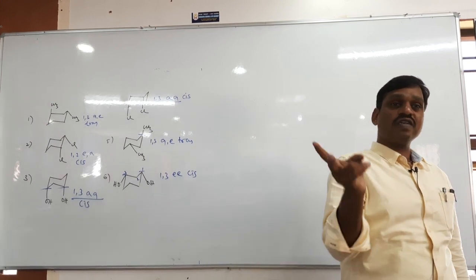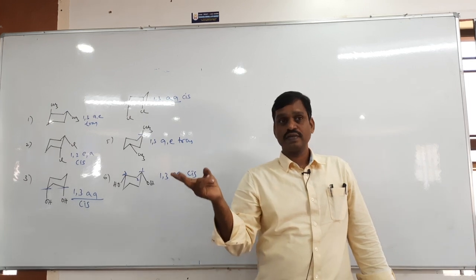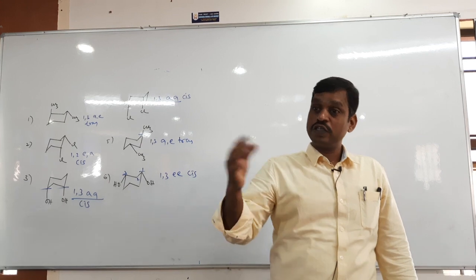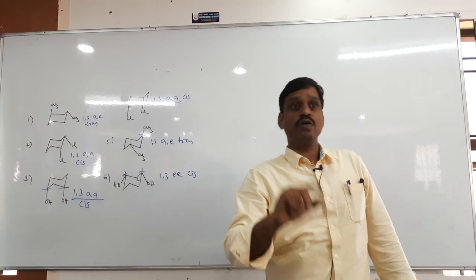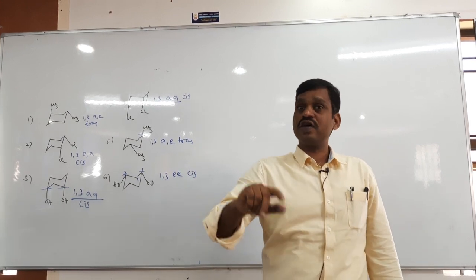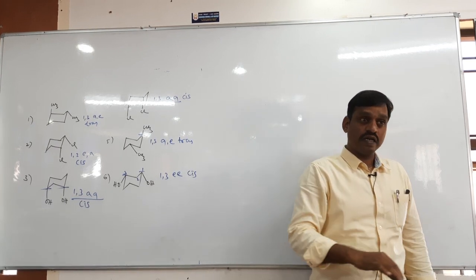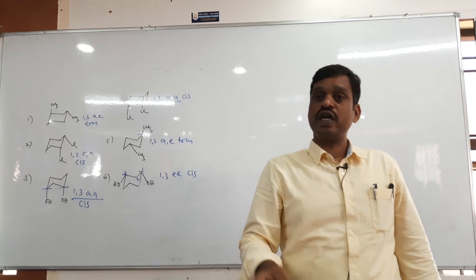Then configuration is further classified into 2 types: geometrical and optical. Okay. Geometrical is also important. Which can exhibit geometrical isomerism and which cannot. Right, which can exhibit cis trans and which cannot exhibit cis trans isomerism. Okay, so which compounds can exhibit geometrical isomerism?